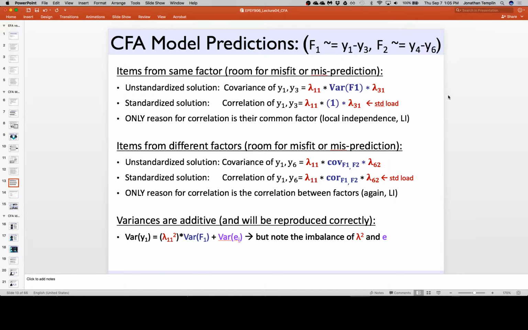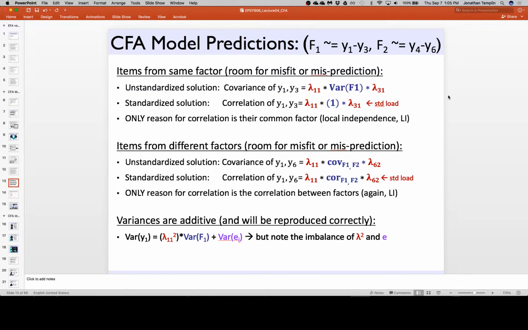I have the equal tilde reversed here, sorry about that. If F1 was measured by items 1 to 3 and F2 was measured by items 4 through 6, we would see that the unstandardized covariance of items Y1 and Y3, now that they're measured by the same factor, would be predicted by the loading of the first variable times the variance of the factor times the loading of the second variable. That's our prediction for that covariance. That may not be accurate, but that's where model misfit is going to come in.